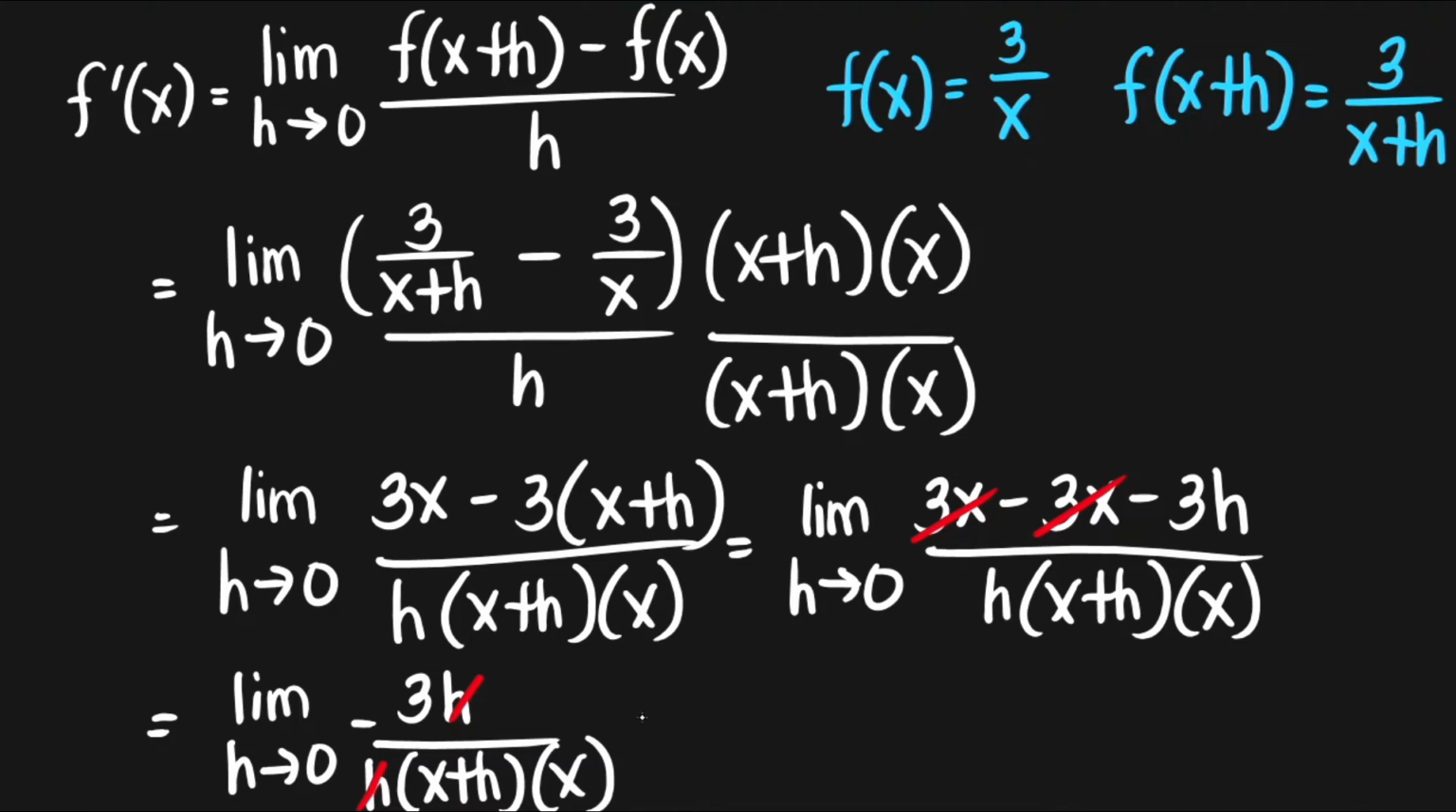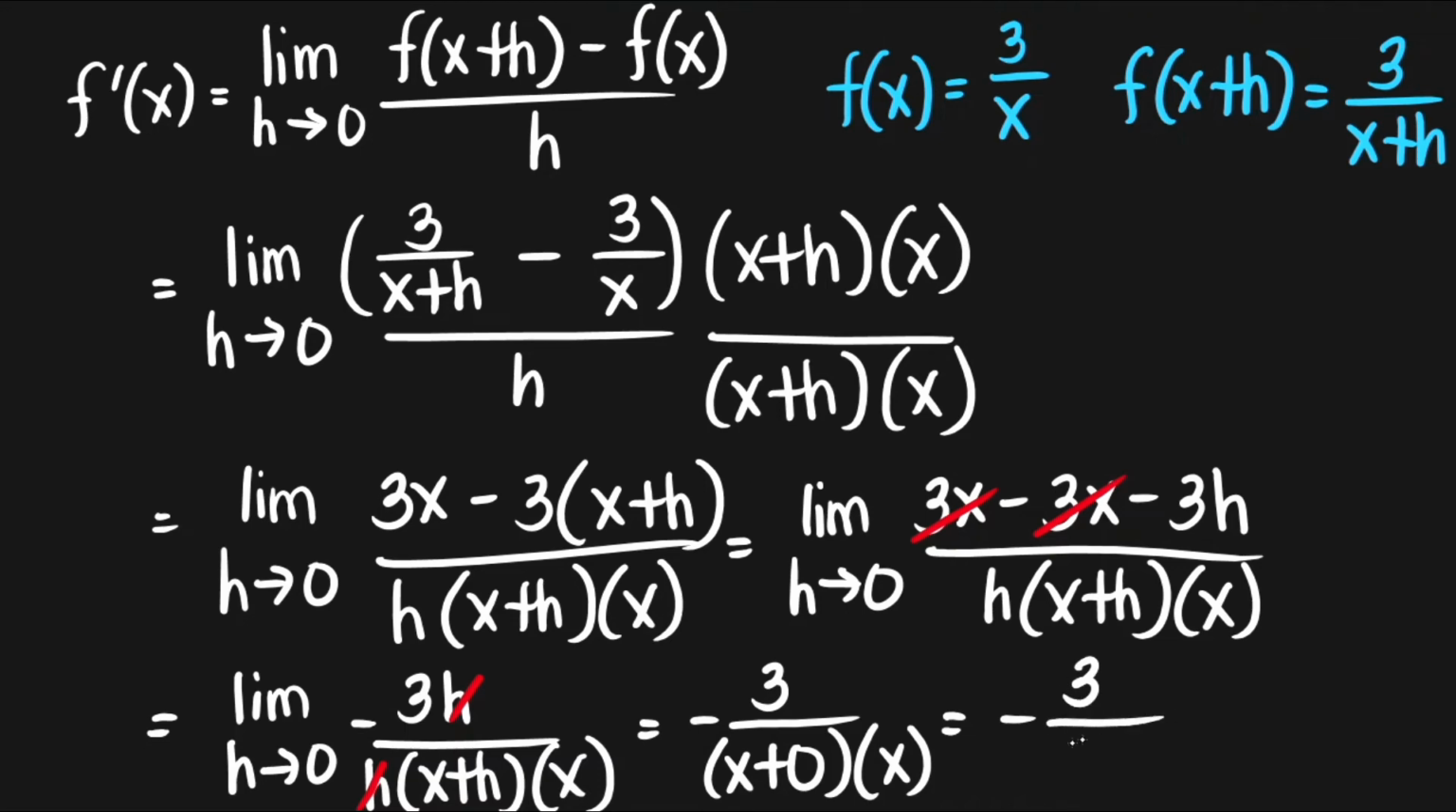Now let's apply direct substitution. We need to replace h with 0. We have negative 3 divided by x plus 0 times x. X plus 0 is x, then x times x is x squared. We have negative 3 divided by x squared, and this is the solution of the derivative of 3 divided by x using the limit process.